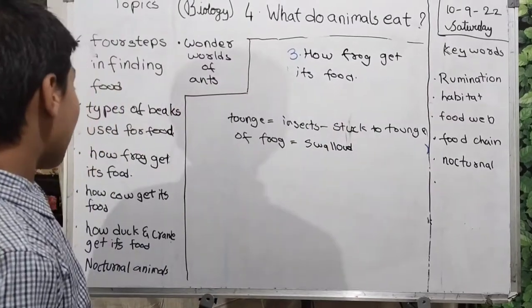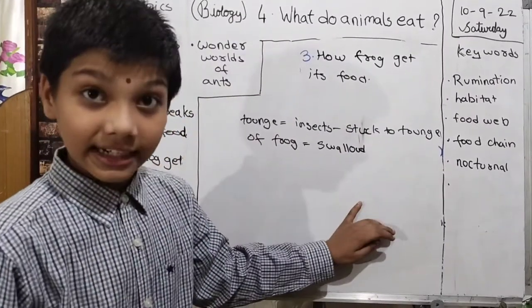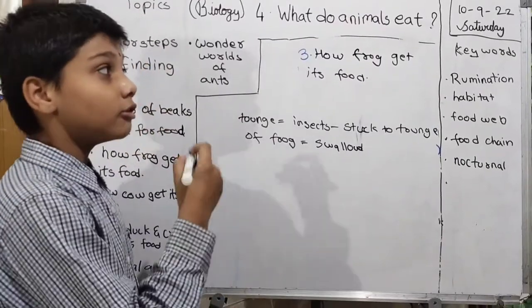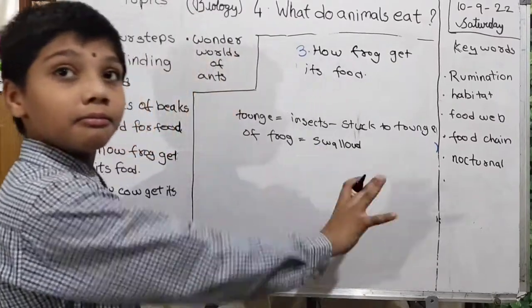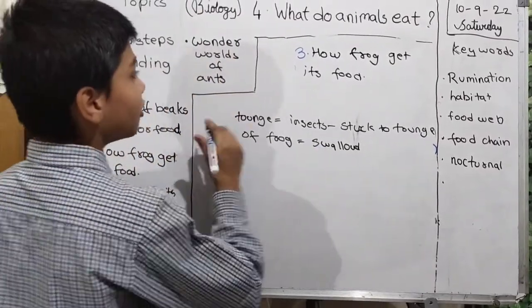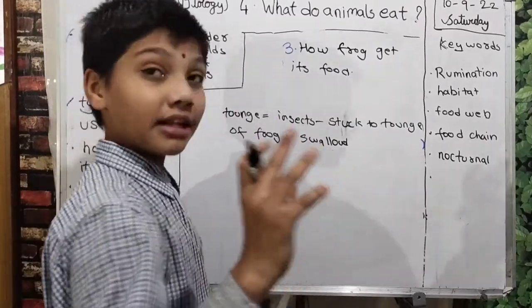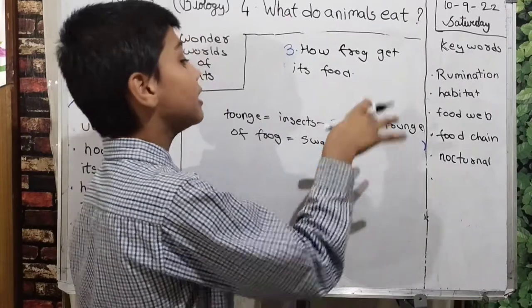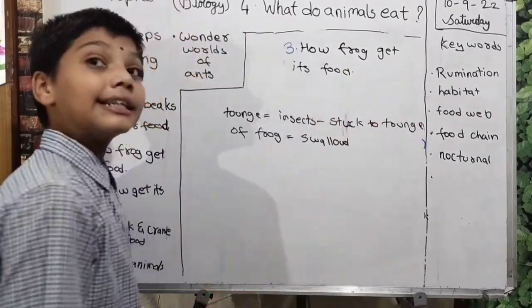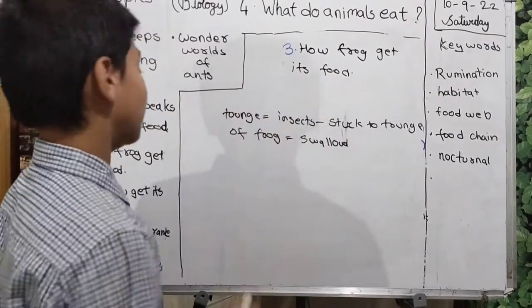And this same process is repeated for the lizard also. Now, how does the lizard get its food? We can write the same equation. First, the lizard throws the tongue, and the insect will be stuck to the tongue of the lizard or frog, and next it gets swallowed. This is how the frog gets its food.